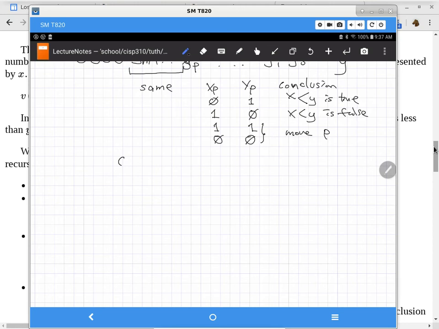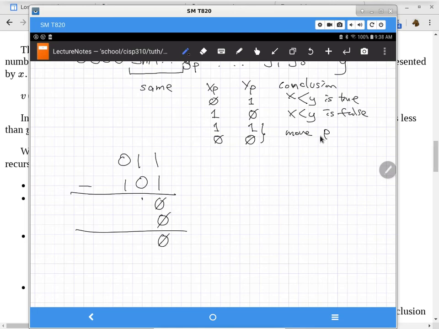Oh, it's lagging way, way behind. There we go.